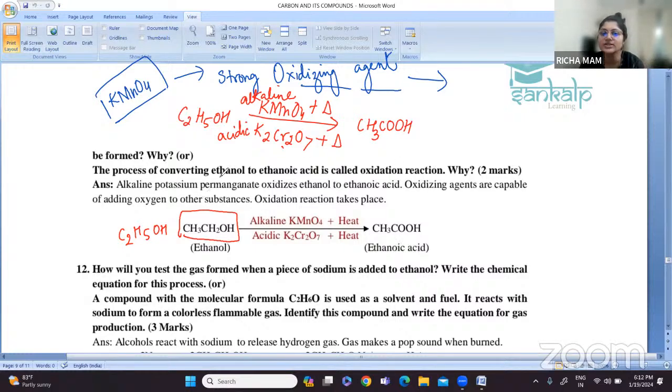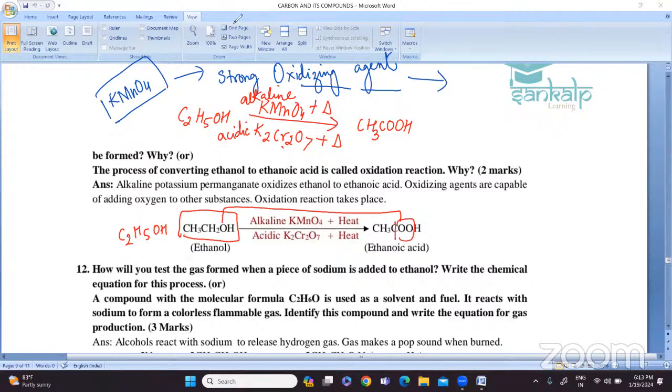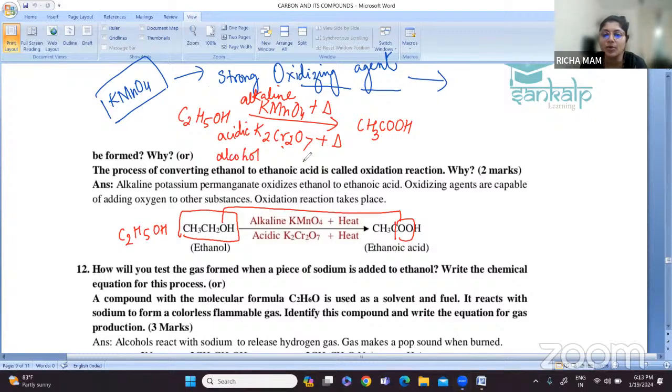So ethanoic acid. What is happening in the reactant and in the product? In the observation, you can see there is addition of oxygen. One extra oxygen is added in the product, right? This is the process of converting the ethanol, that is the alcohol, to carboxylic acid, in the presence of a strong oxidizing agent. Either you can take alkaline KMnO4 or you can take acidic potassium dichromate. So we are converting from ethanol to ethanoic acid.